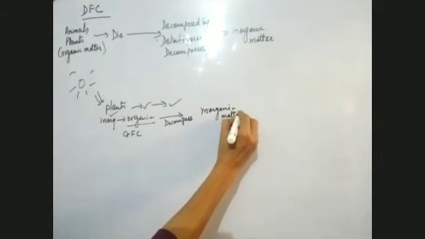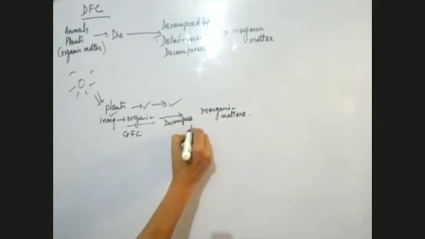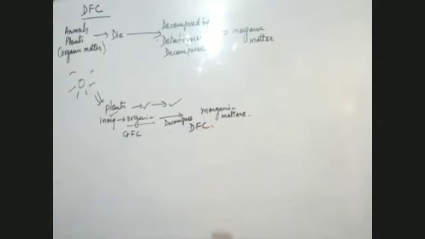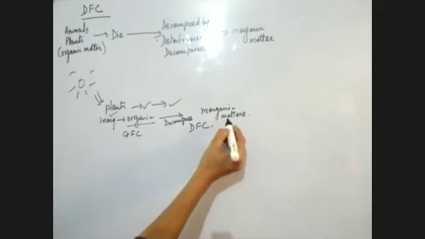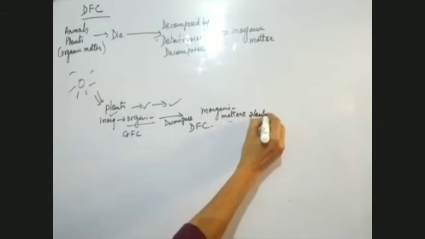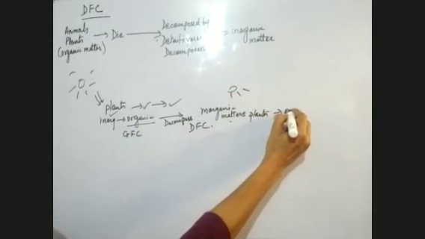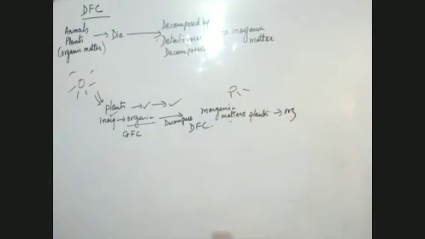How these two cycles are interlinked, this is what I am showing. So decomposers, from here DFC will start. Now this inorganic matter again will be utilized by the plants in the presence of sunlight and will again get converted into organic matter. And this is how the cycle goes on.